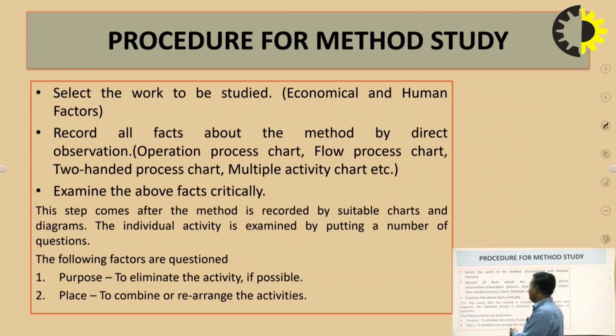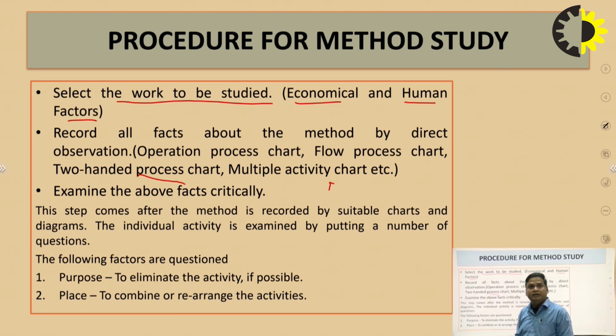Now we have some procedure for method study. There are 7 steps and we will discuss these steps in detail. First is the selection of the work to be studied. Selection of work basically depends upon 2 factors. First is economical and second is the human factor. These are the 2 factors on which selection will depend.